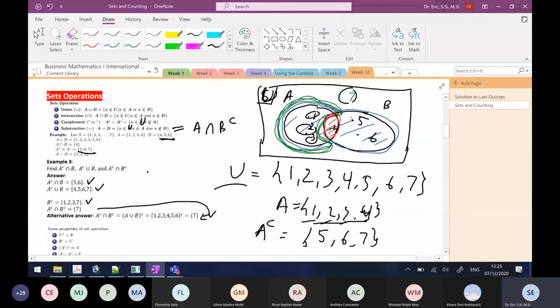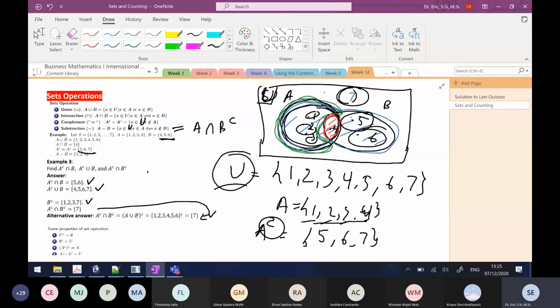So if you want to find a complement, you have to know what the universal set is. So this one, 1, 2, 3, 4, this is A. So what is the A complement that is not in A? This is not in A, this is not in A, and this is not in A. So in a Venn diagram, very easy. But in all of this, you have to consider what the universal set is.